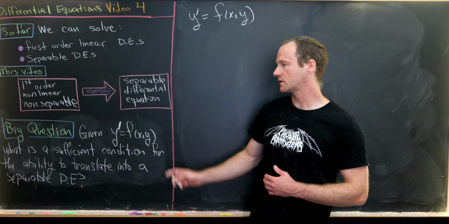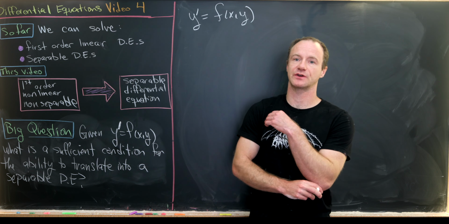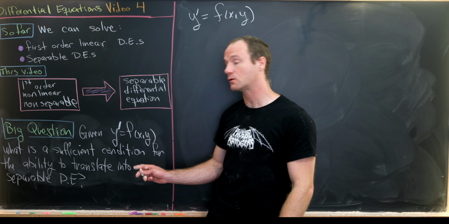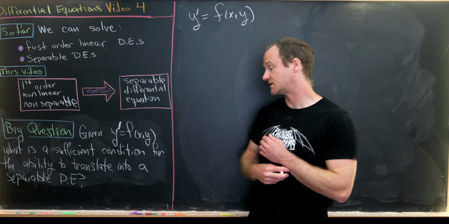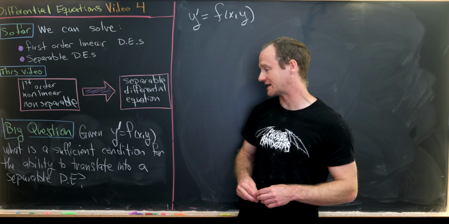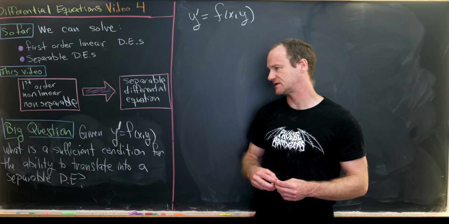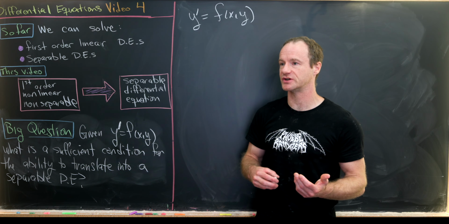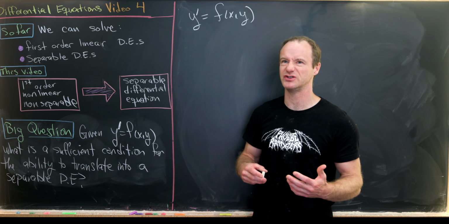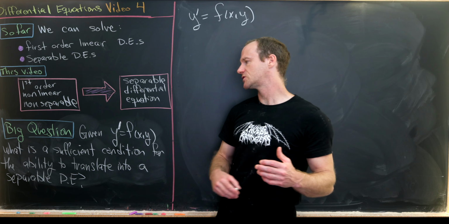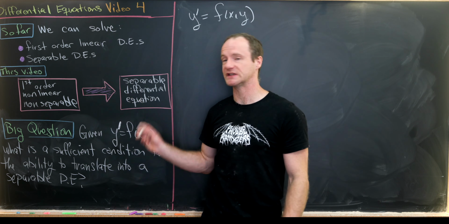So like I said before, now we're going to look at the following kind of big question. And that is, given an arbitrary first order differential equation, which is of course of the form y prime equals an arbitrary function of x and y, what is a sufficient condition for the ability to make a translation into a separable differential equation? And although we will find this sufficient condition, it's not a necessary condition. And furthermore, it's not really going to help us a ton because it's a little bit technical. This is maybe just kind of an exploration. And so in terms of our setup, that is really, when is this diagram possible, this transformation diagram?